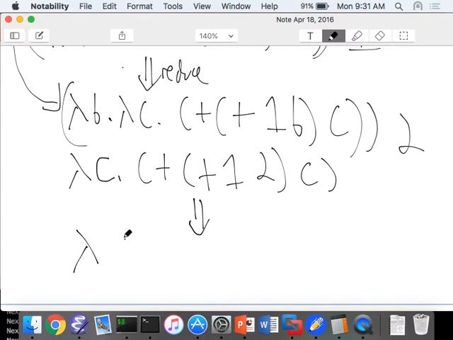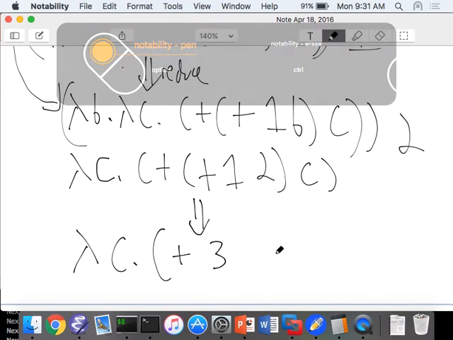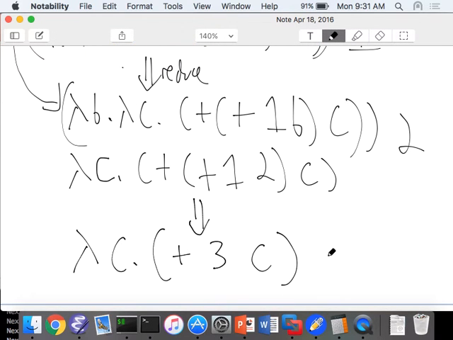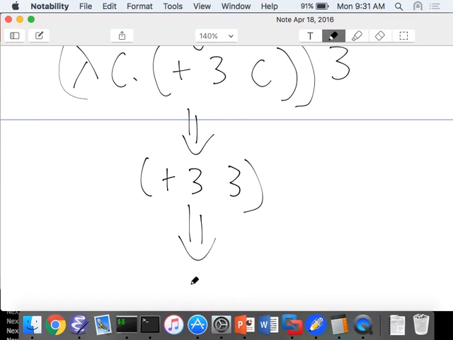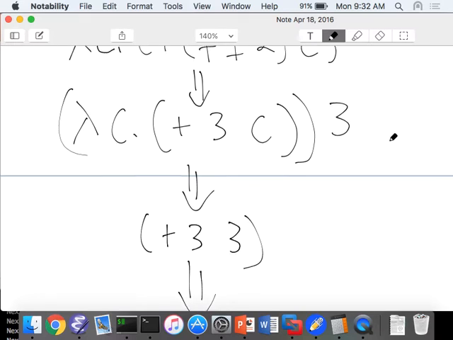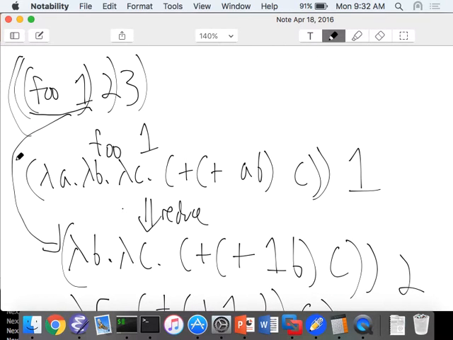Yeah. Next we can say lambda c dot plus, say this returns three, c, right? And then I want to apply this whole thing to what? Three. Three, right? And then I reduce this, what do I get? Three plus three. Yeah, plus three, three. And I reduce this, 6. So essentially, this is how we do multiple parameters.